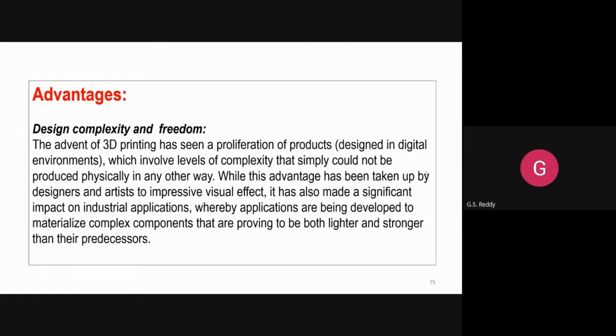Design complexity and freedom. Yes, advantages, very quickly we'll go through this. The advent of 3D printing has seen a proliferation of products designed in digital environments which involve levels of complexity that simply could not be produced physically in any other way. While this advantage has been taken up by designers and artists to impressive visual effect, it has also made a significant impact on industrial applications, whereby applications are being developed to materialize complex components that are proving to be both lighter and stronger than their predecessors.